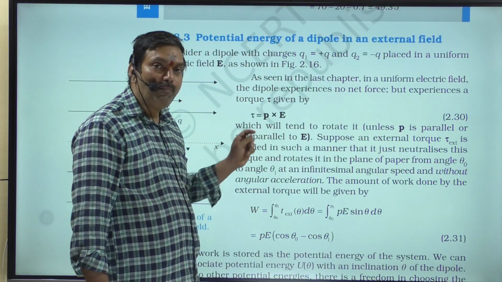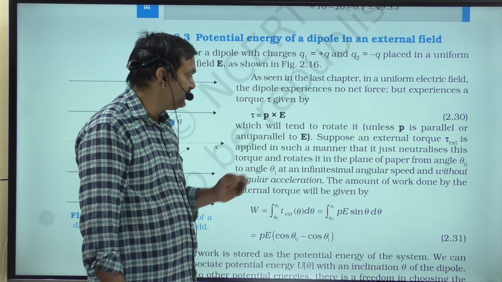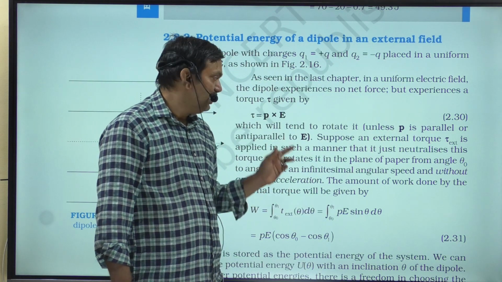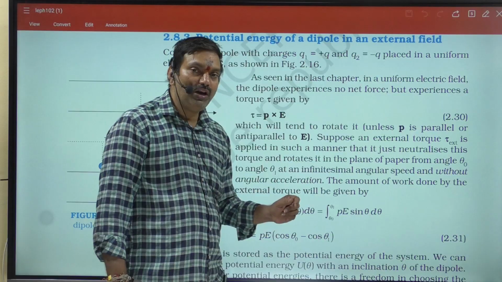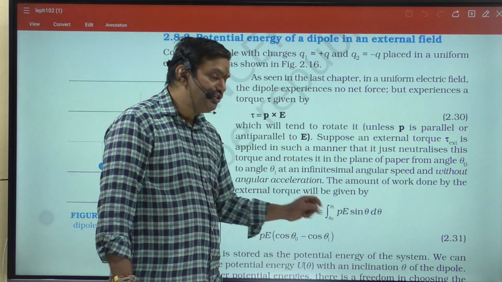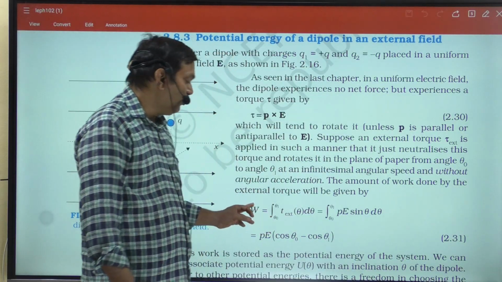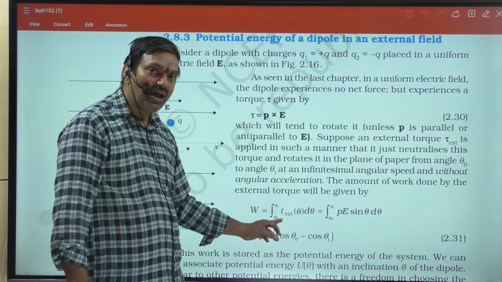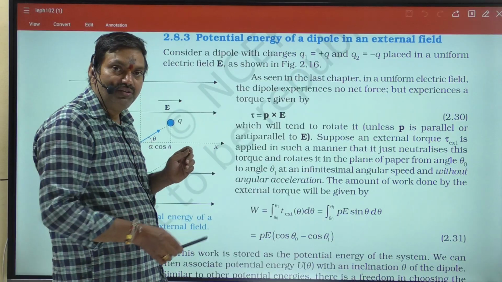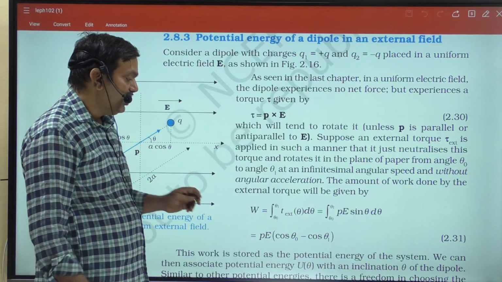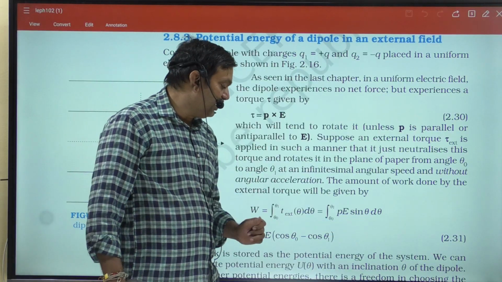But we know that an equal amount of torque must be applied to neutralize. So P bar cross E bar, which is nothing but P E sin theta. So P E sin theta d theta will be the external torque term, which neutralizes the original torque. So therefore work will be done by the external torque to neutralize the effect of the bending, that is the twisting moment, of this torque or couple of forces. Now you see here, P E sin theta d theta.